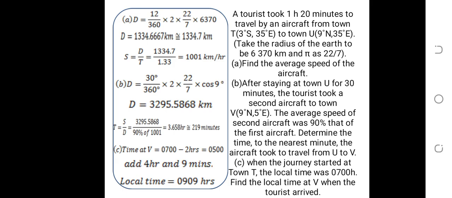C. When the journey started at town T, the local time was 0700 hours. Find the local time at V when the tourists arrived.